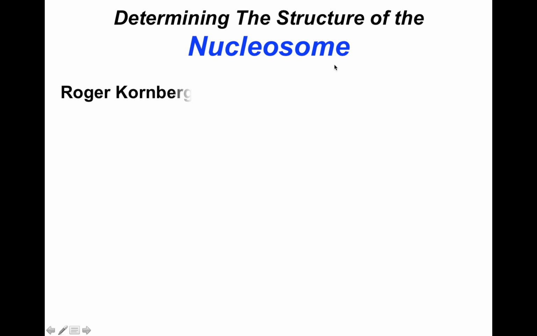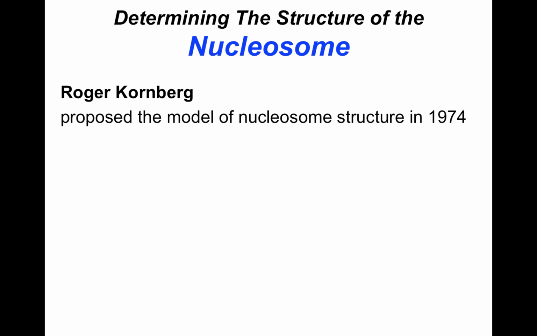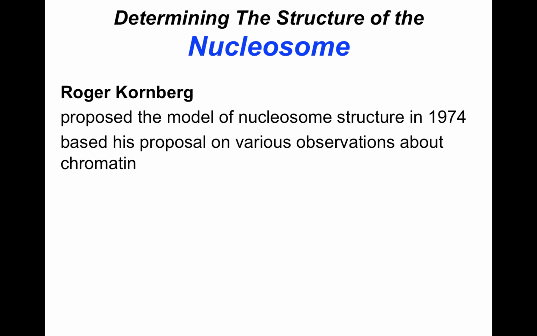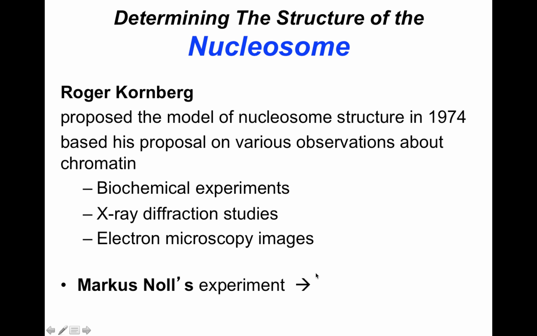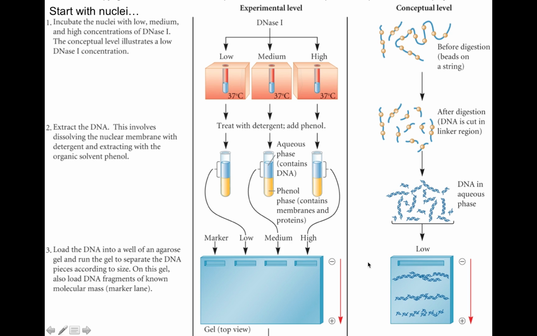How is the structure of the nucleosome determined? Roger Kornberg, a very prominent DNA and chromatin biologist, proposed the model for nucleosome structure in 1974 based on his biochemical, X-ray diffraction studies, and electron microscopy images. Marcus Noll's experiment, however, gave us a very visual and easily interpretable result to understand how DNA is wrapped around the nucleosomes.